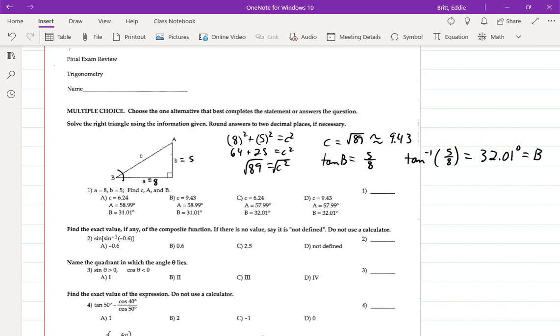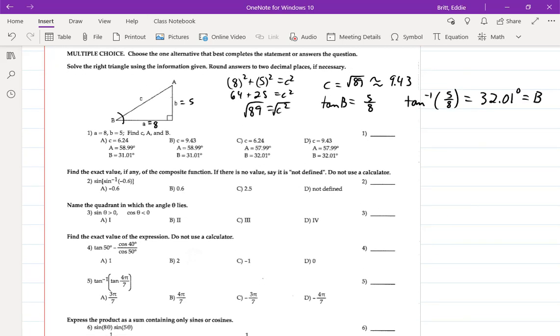Now that we know what 2 of the angles are equal to, because remember, this is 90 degrees right here, and then that's going to be 32.01. You can say that angle A is going to be 180 minus 90 minus 32.01. All right, and if you do that in your calculator, you're going to get that angle A is equal to 57.99 degrees. All right, and then you just come down and pick the answer that has those 3.